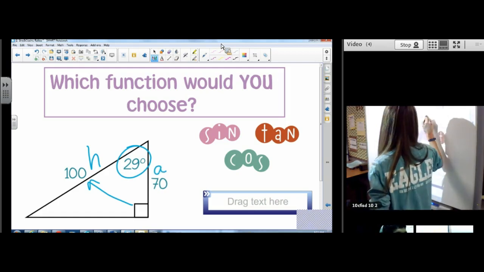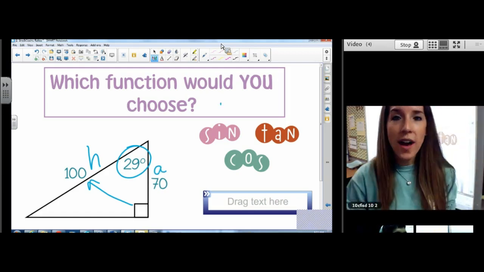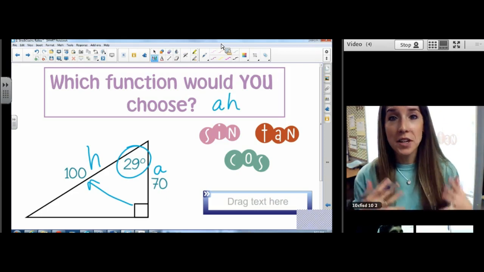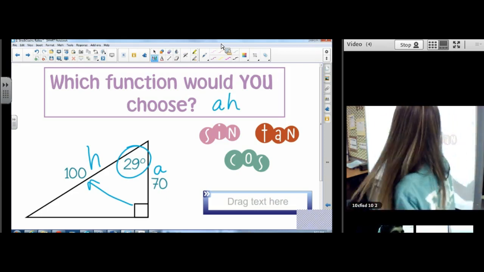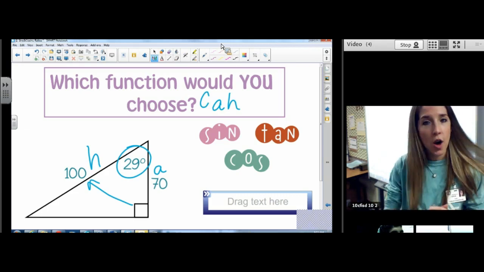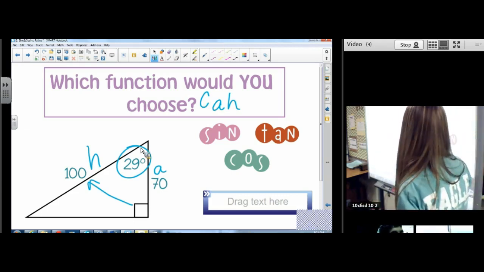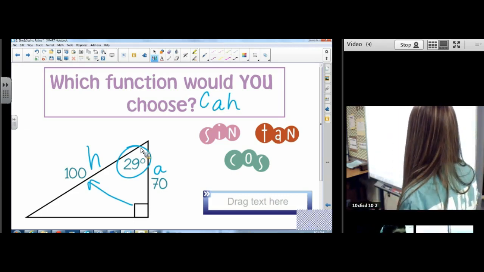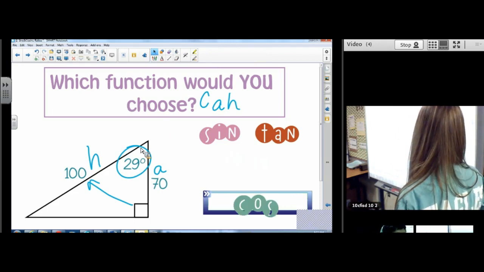I have an A and I have an H. In SOHCAHTOA, which one does that go with? An A and an H goes with cosine. So this one is cosine because I have adjacent and I have hypotenuse.